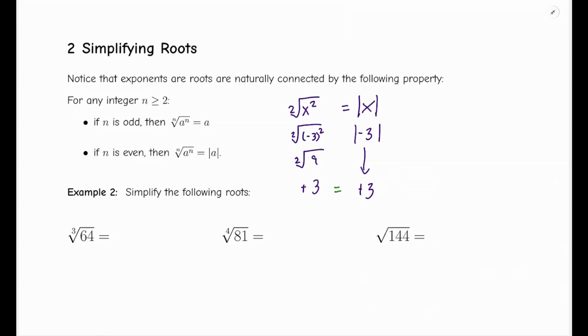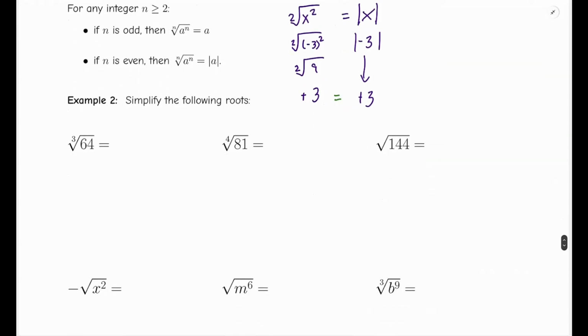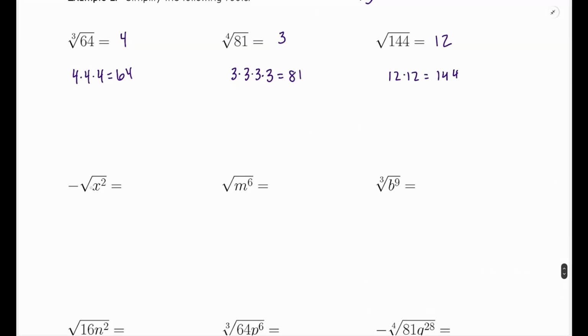Simplify the following roots. The cube root of 64, that's 4, because 4 times 4 times 4 is 64. The fourth root of 81 is 3, because 3 times 3 times 3 times 3 equals 81. The square root of 144 is 12, because 12 times 12 is equal to 144. Negative square root of x squared. Because this is even, this will be the absolute value of x, and because of the negative sign, it'll be negative the absolute value of x.